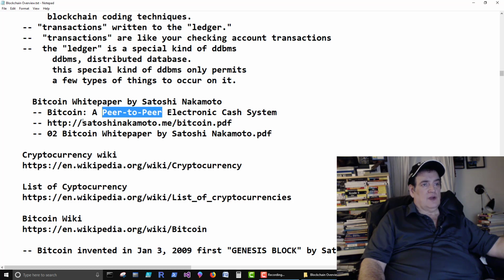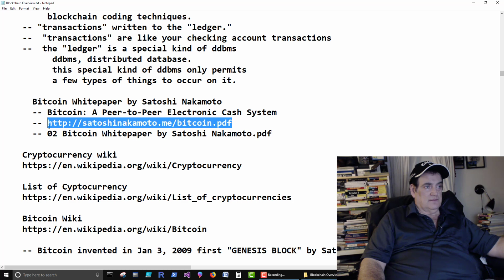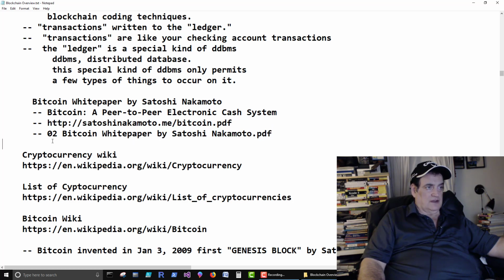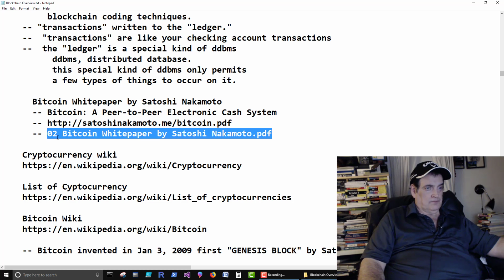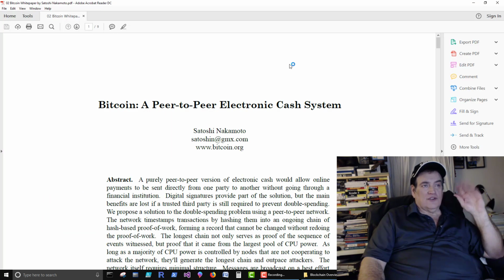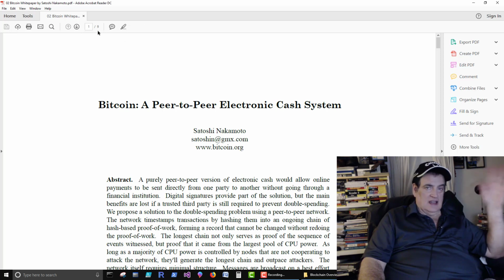You can find that white paper all over the internet. Here's a link to it. And I also have a copy of it here. Okay, so I'm not going to read through the whole thing, but I just wanted to give you an idea of what it looks like. It's only 9 pages. It's a high-level overview. I'll upload all these items to that website I pointed to earlier.